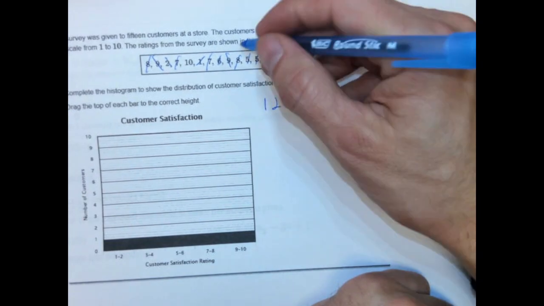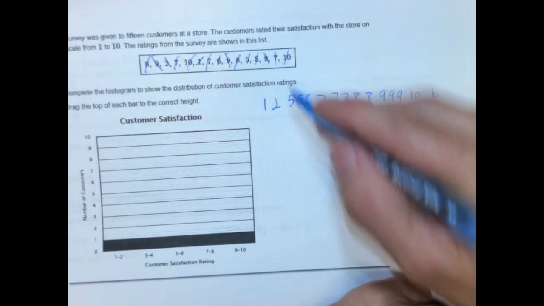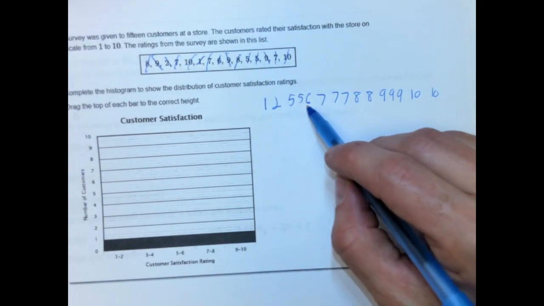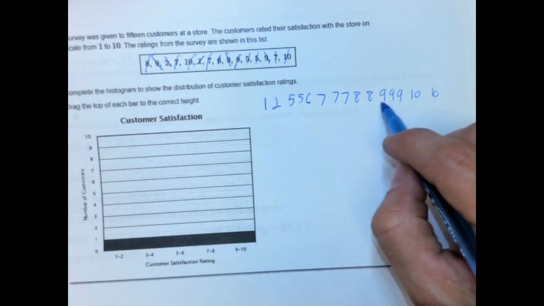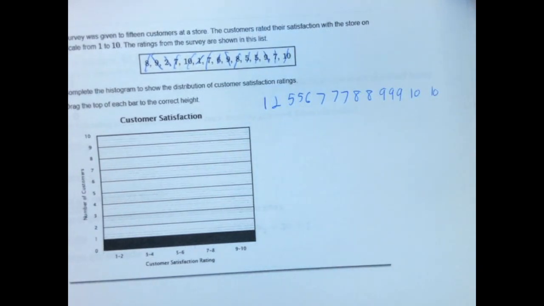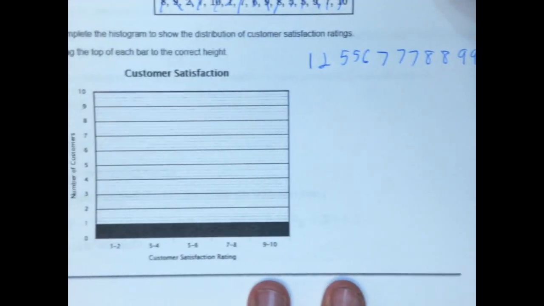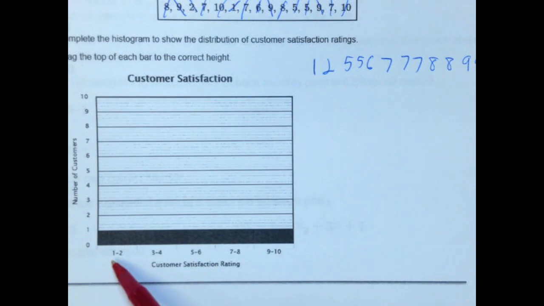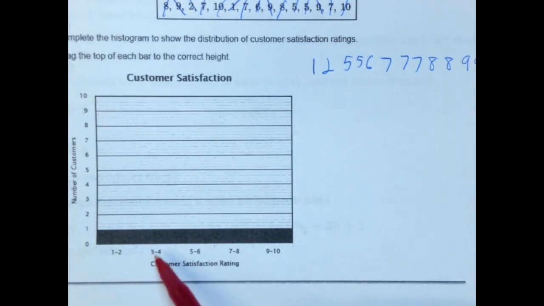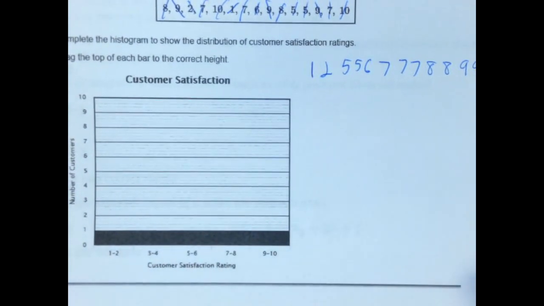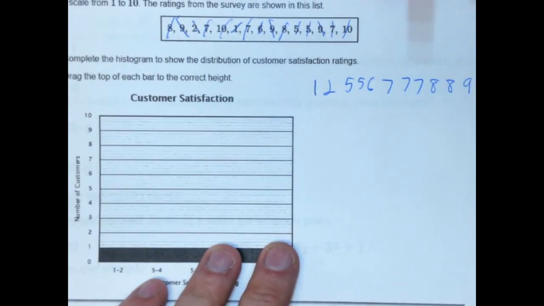Any tens? 1, 2. Okay, so there should be 15 numbers here. Let's see. 1, 2, 3, 4, 5, 6, 7, 8, 9, 10, 11, 12, 13, 14, 15. There are 15. Okay, cool. And we notice here, I'm going to zoom in a little bit. The categories, rather, are 1 to 2, 3 to 4, 5 to 6, 7 to 8, 9 to 10. So I'm going to circle the numbers in each group. It makes it easier for us.